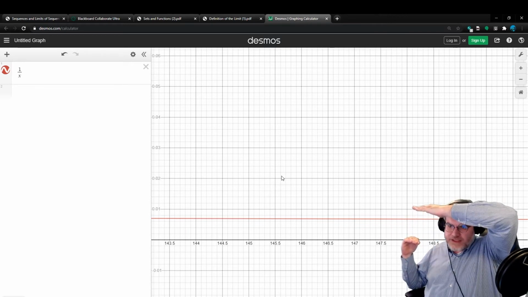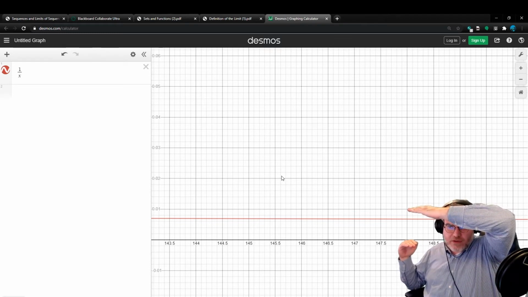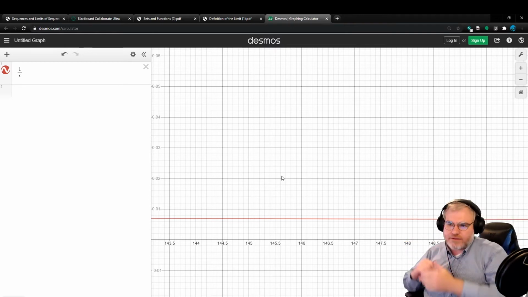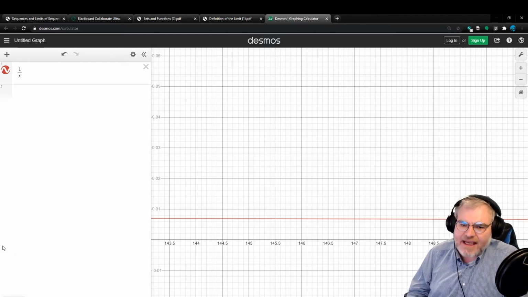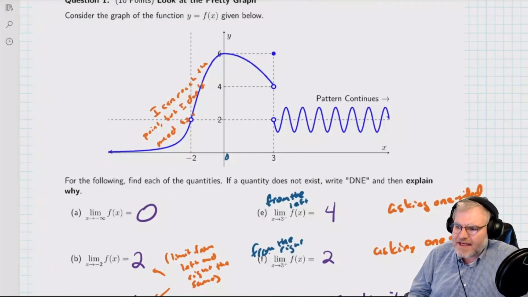If my arbitrary distance was 0.01, then there is a time, 100, where I'm always closer to 0 than 0 plus 0.01. So the idea is I can get arbitrarily close. Does that help explain what you were after? Okay. Perfect.